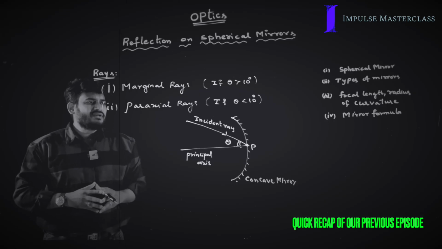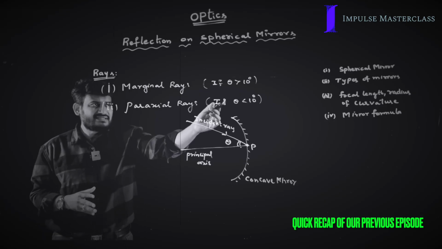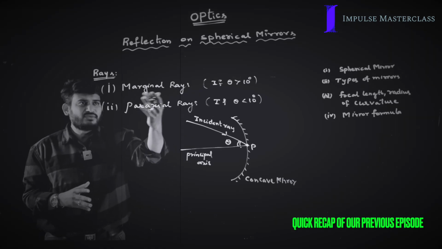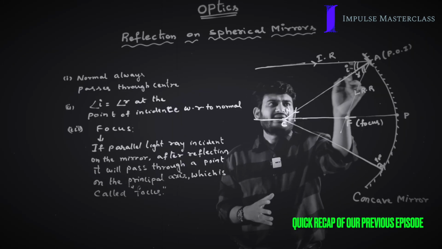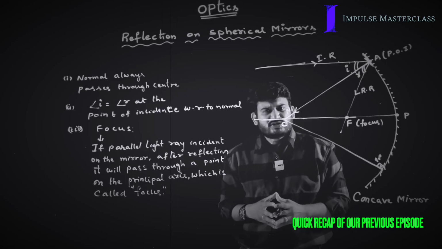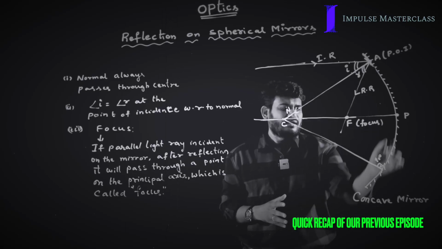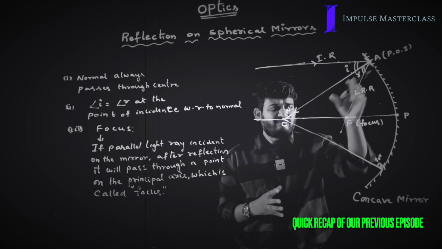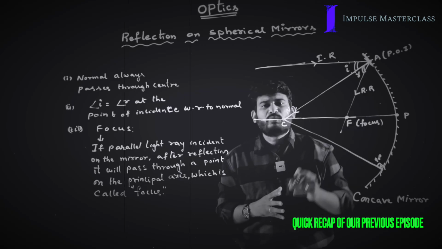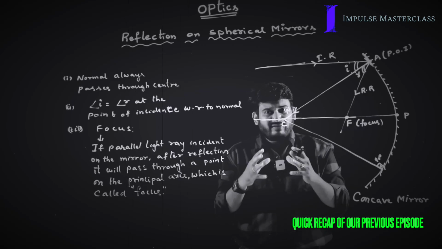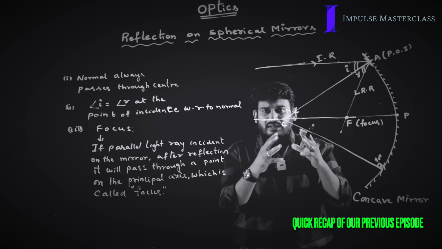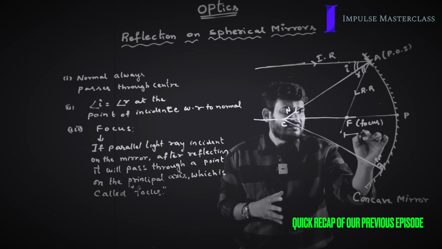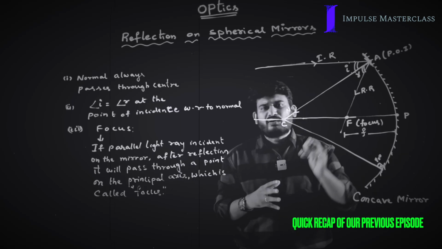The angle between the incident ray and the principal axis, if it is less than 10 degrees, those rays are said to be paraxial rays. If it is more than 10 degrees, those are called marginal rays. So a paraxial ray which is parallel to the principal axis, when it is incident on the spherical mirror, whether it is concave or convex, after reflection will pass through a certain point on the principal axis. Where it intersects the principal axis, that point is called the focus. The distance from the focus to the pole is called the focal length.